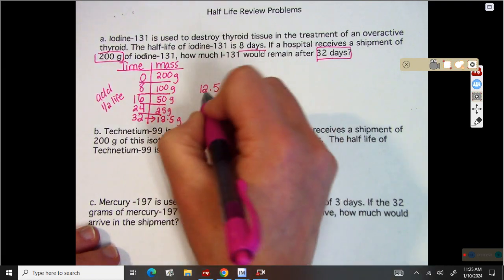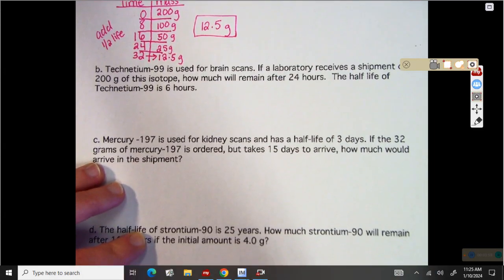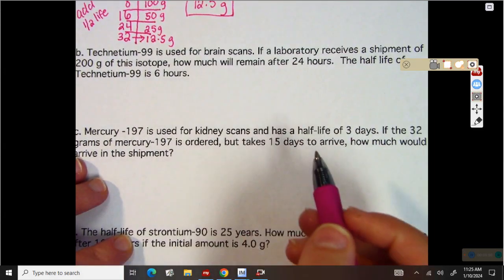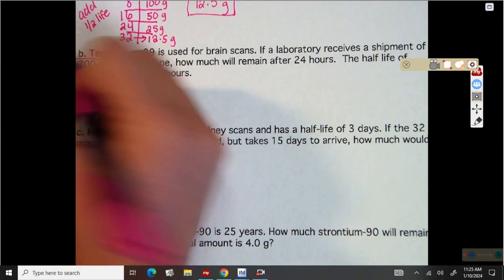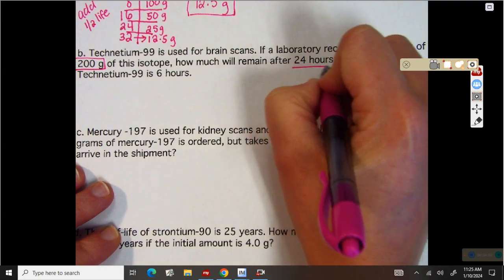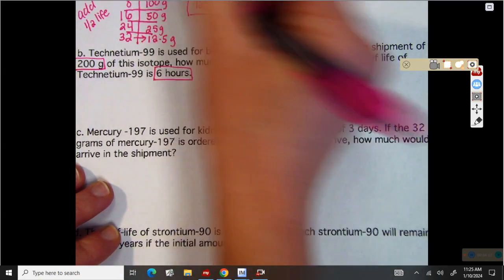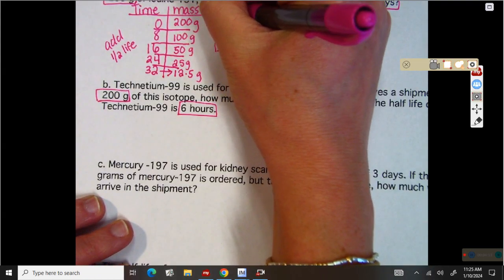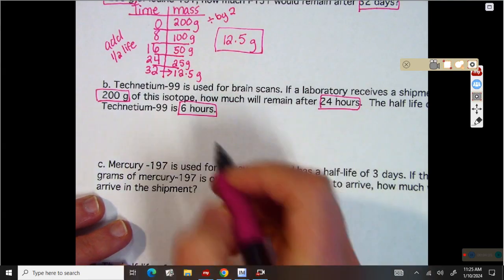Okay, so that is how we would work out the first question. The second question is very similar. It just says technetium-99 is used for brain scans. A lab shipment receives 200 grams. That's our starting mass. How much will remain after 24 hours if the half-life is 6 hours? So on this side, we divide by 2. I think most of you know that halving something is dividing it by 2.